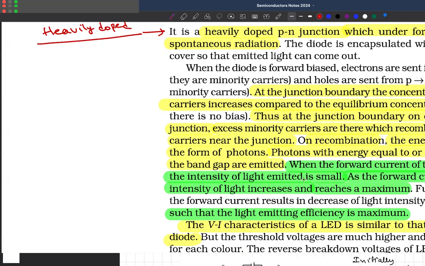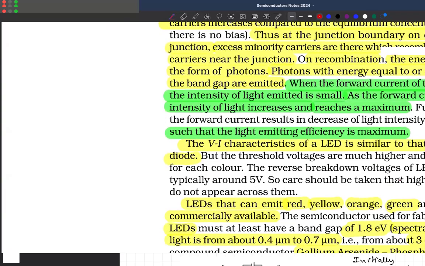So I repeat, when the forward current of the diode is small, the intensity of the light emitted is small. As the forward current increases, the intensity of the light increases and reaches a maximum value. If you further increase it, the intensity of the light decreases. So how are LEDs designed? LEDs are designed to have maximum efficiency.